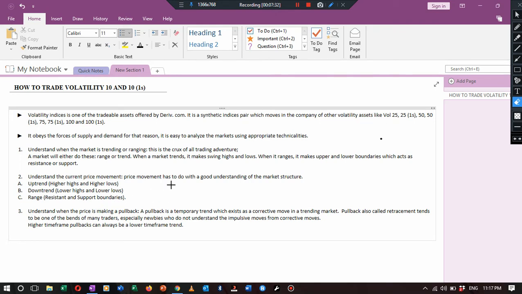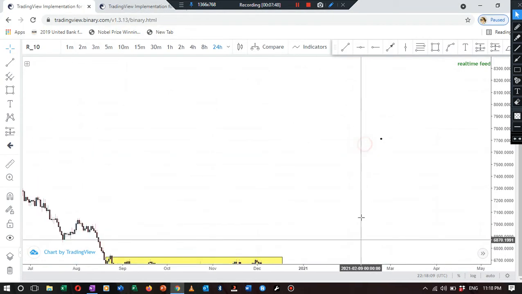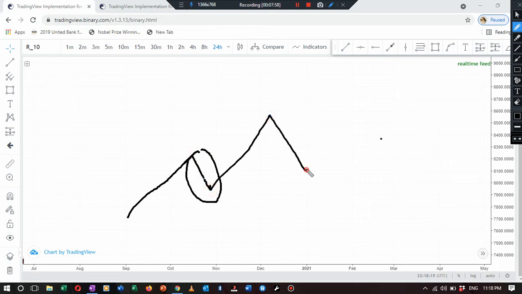Then what is the third thing that will make you a successful, profitable trader in Volatility 10 indices? Understand when the market is making a pullback. What is a pullback? Let me show us. For instance, if the market is on an uptrend and is buying, this little sell here is what we call a pullback.